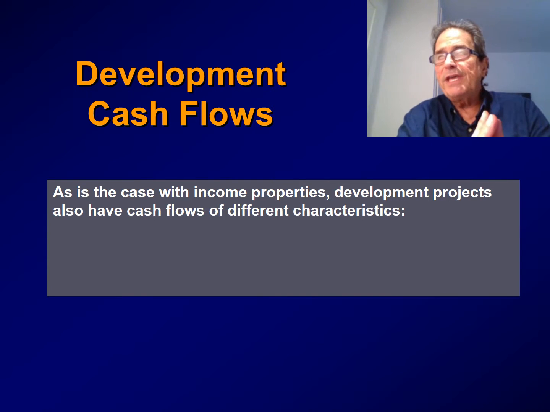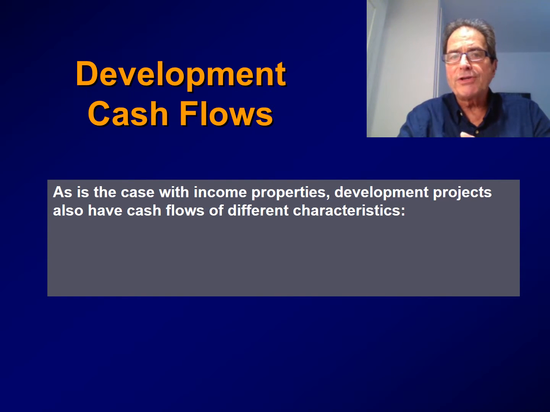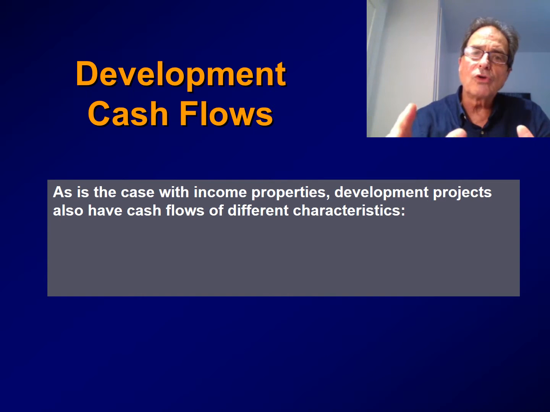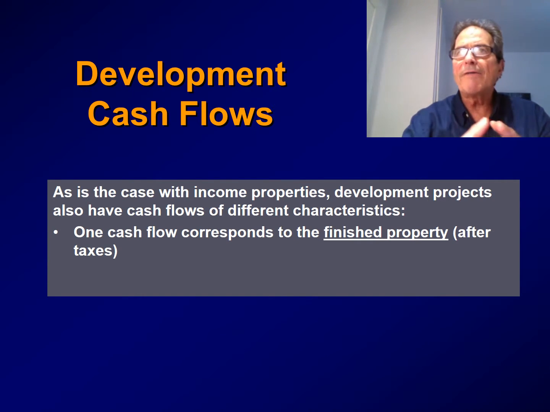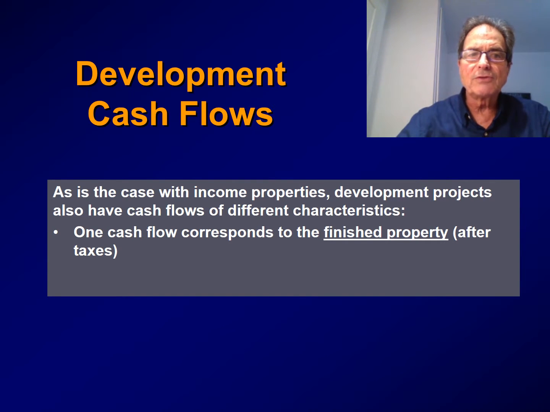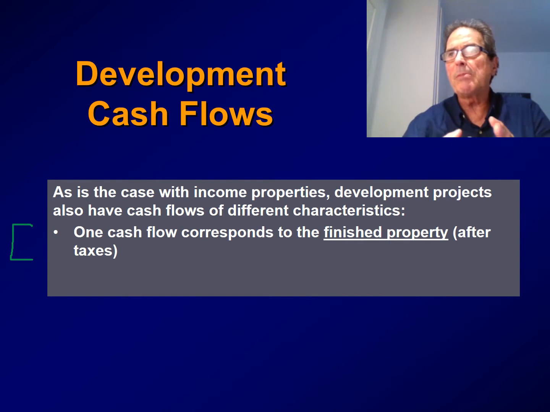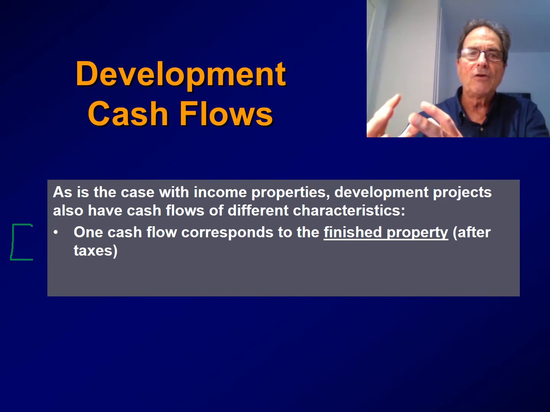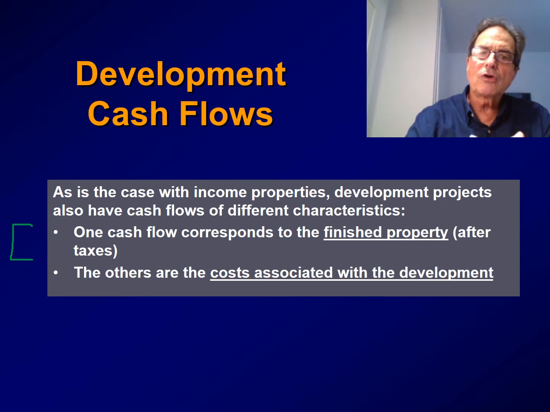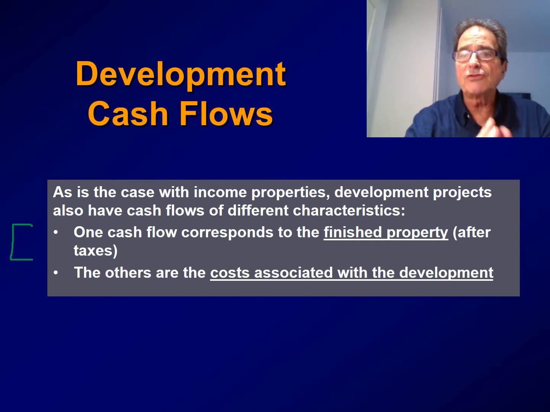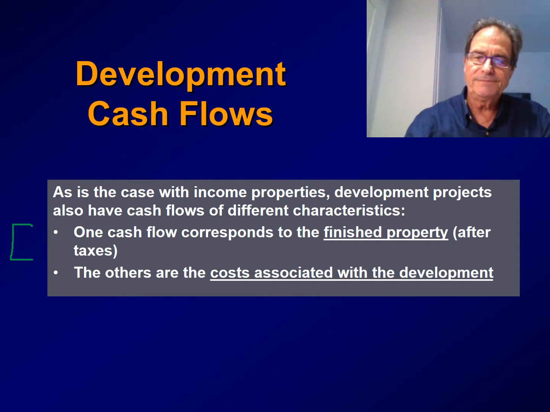As is the case with income properties, development projects also have cash flows of different characteristics. Basically, we have two types of cash flows. One cash flow corresponds to the finished property, the final property, which is equivalent to the income property that we have at the end when the property is completely built. And the other cash flows correspond to the costs associated with the development.